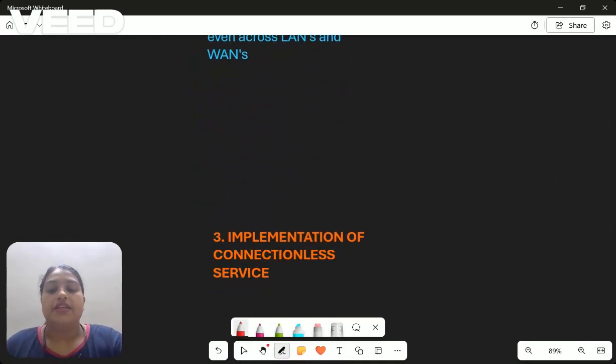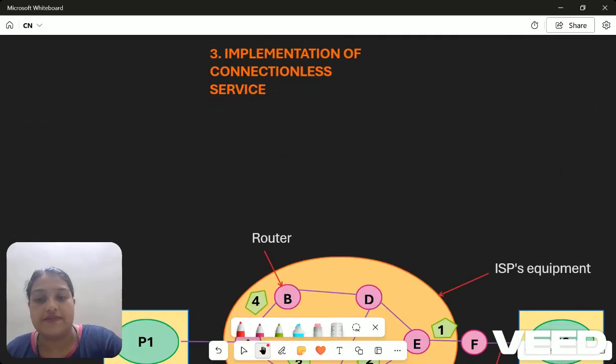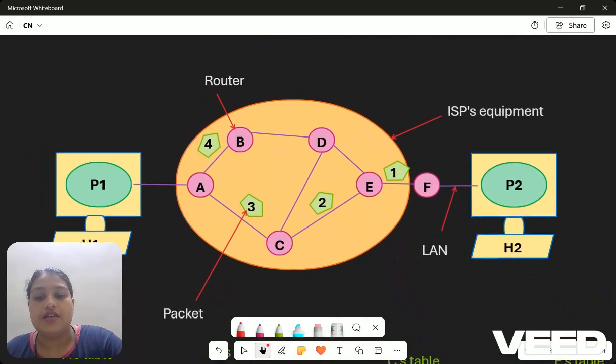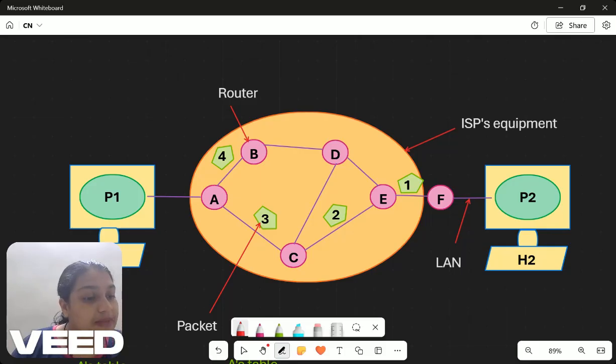Okay, and then the third one, implementation of connectionless service. So if connectionless service is offered, the packets will be injected into the network individually. The connection is not there. I will give the diagram. See, here there is no connection. In this case, we are taking a connectionless service. The packets will be injected individually. So in that case, the routers will be depending on each other.